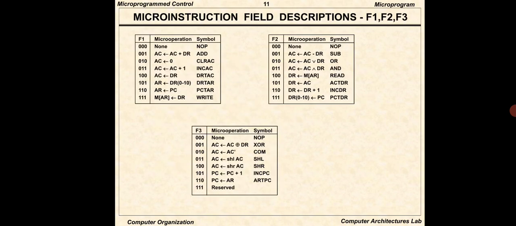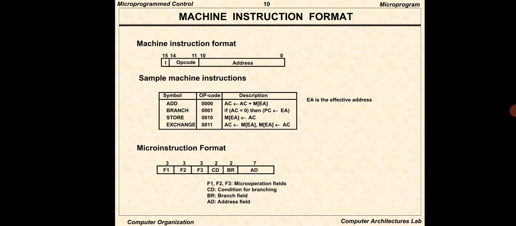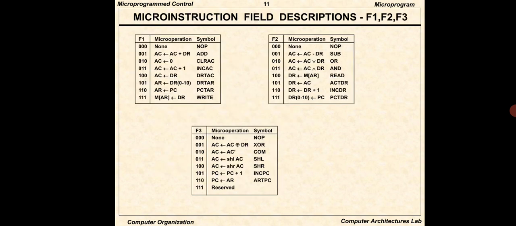Now let us get into each and every value. For the micro instruction field descriptions, F1, F2, F3 are the micro operation fields. Each is of 3 bits, and 3 bits means how many combinations? A total of 8 combinations, from 000 to 111. Each bit combination generates one of the micro operations. Let us see that.